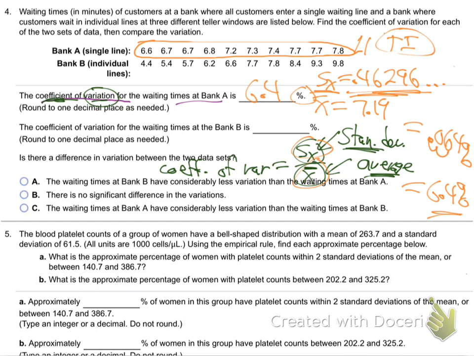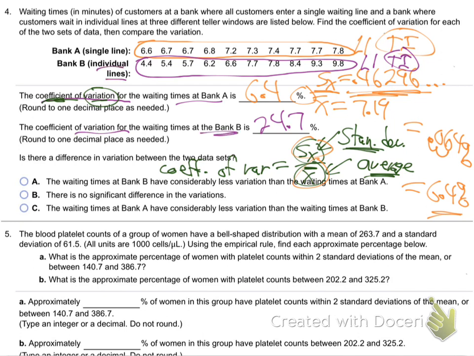After you've done that one, you redo the same thing for the second line. Put it in L1, use the TI calculator, and do it again. When you do all that, you get the answer 24.7. So notice there's more variation at Bank B, where they have individual lines.